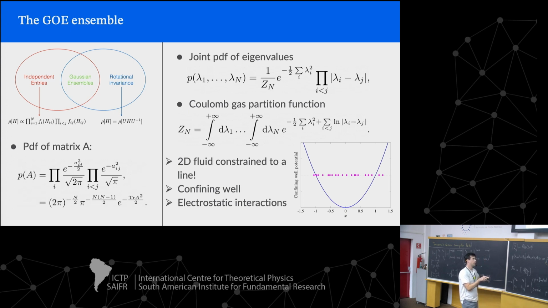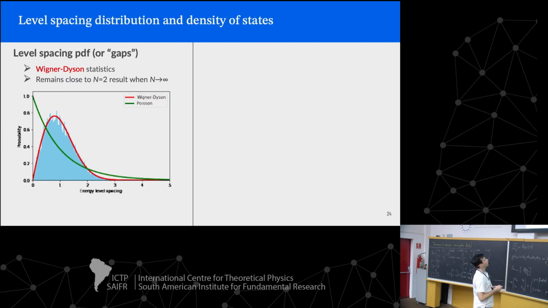And actually, this term here corresponds to the electrostatic potential for charges living in 2D, so on a plane. So this is basically the same thing as saying that you have a 2D fluid of charges constrained to a line and in a confining well. And so if you wanted to study this physical system, that's the exact same partition function, which is a curiosity.